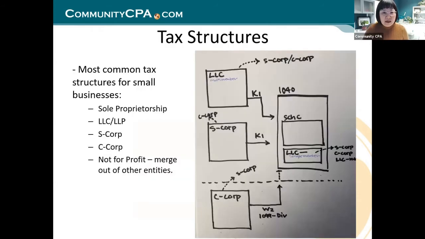Now, I have an even worse drawing here for you, but I want you to follow me because I really think this tells it all. The most common structures for small businesses are these five: sole proprietorship, LLC, S Corp, C Corp, and nonprofit. Okay, not-for-profit. Let me go to not-for-profit first.